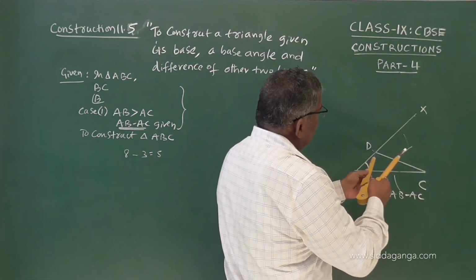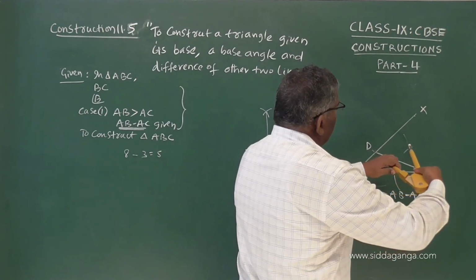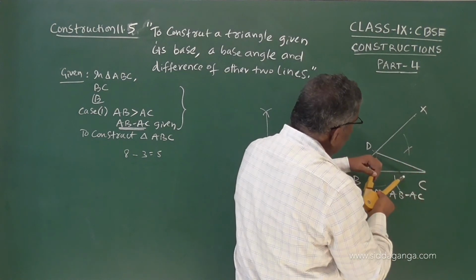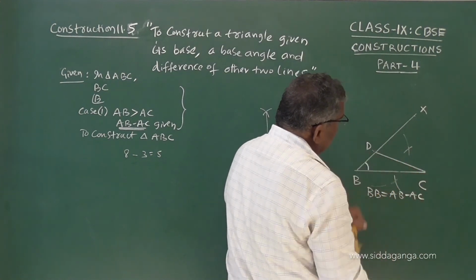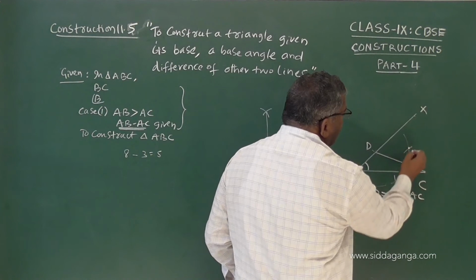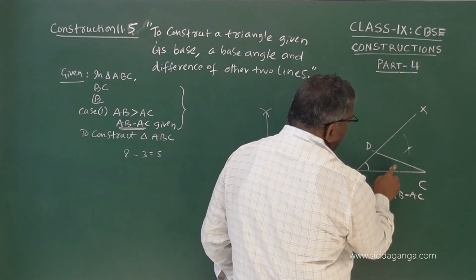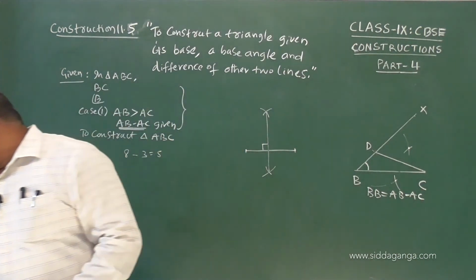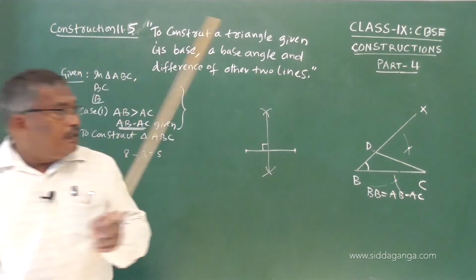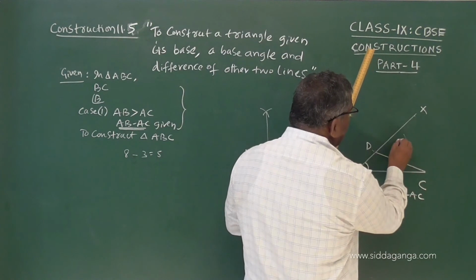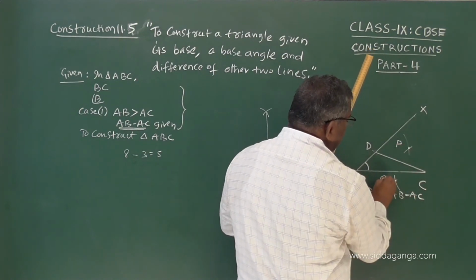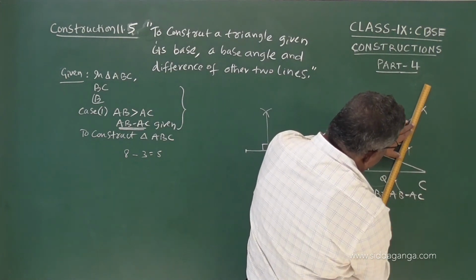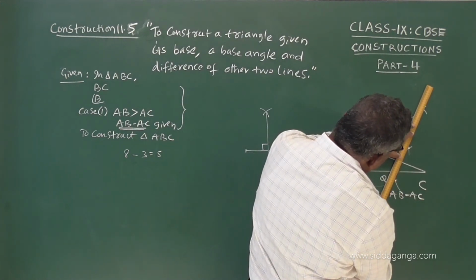Now from C, with the same radius on either side, you cut this. So we will get 2 points. So this is the perpendicular bisector of DC. I will call this point P and this point Q. So join PQ and prolong it.